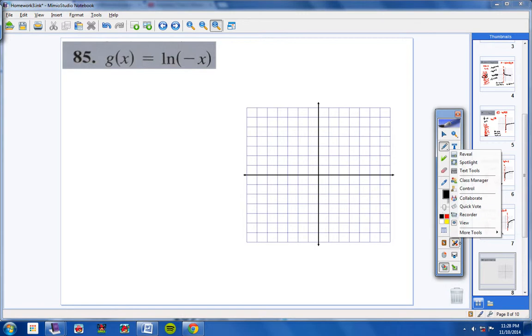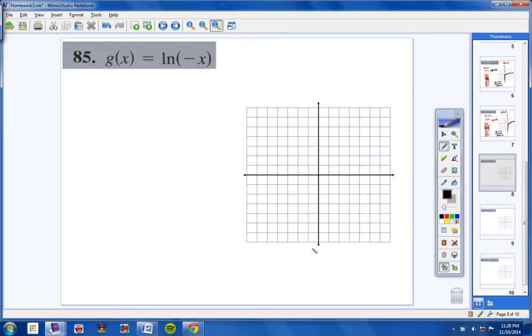85. And I think I said next to last problem, but it's not. It's the second to last problem. Anyways, okay, we take our argument here, -x, set it equal to 0 and solve. And divide both sides by -1, x equals 0. Okay, so our vertical asymptote is 0. So there we go.